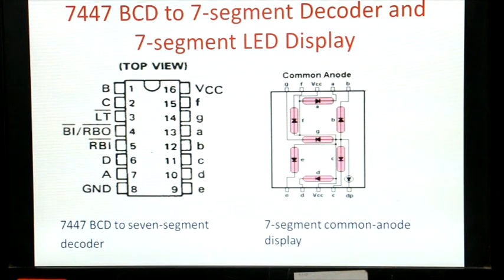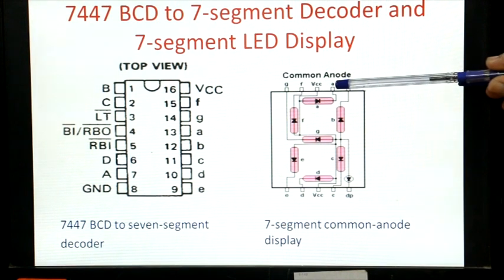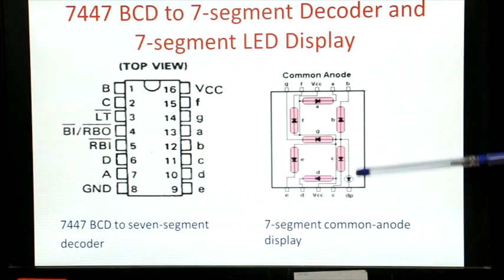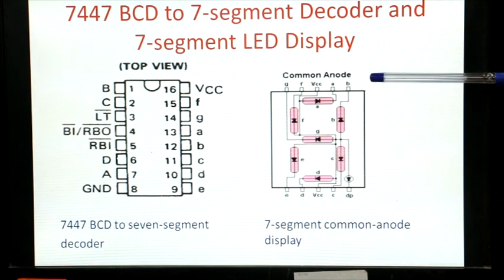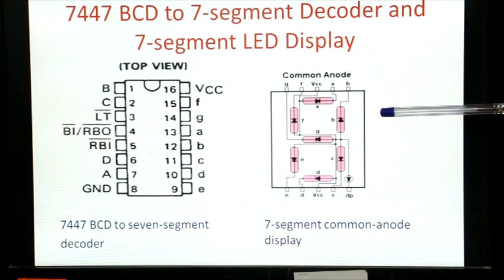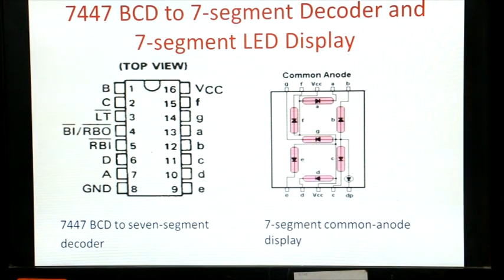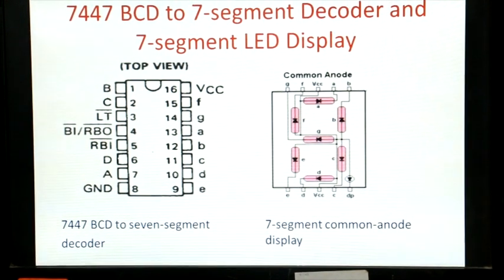Once again, so that you get a visual indication, we will use a 7447 BCD to 7 segment decoder along with a 7 segment LED display. What you see here on the right side is the common anode 7 segment display. You can see why it's called common anode, because all the anodes are connected together and connected to VCC. The 7 segments going from A, B, C, D, E, F, G are all connected to the respective outputs of the 7447 7 segment decoder.